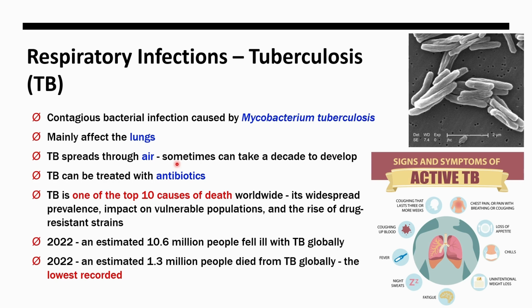And TB is one of the top 10 causes of death worldwide. And in 2022, an estimated 1.3 million people died of TB. And this is the lowest record. So you can see if the lowest record is 1.3 million, what it must have been before.